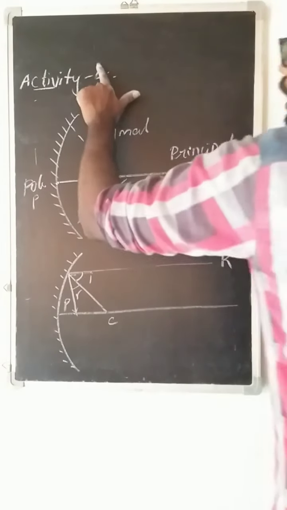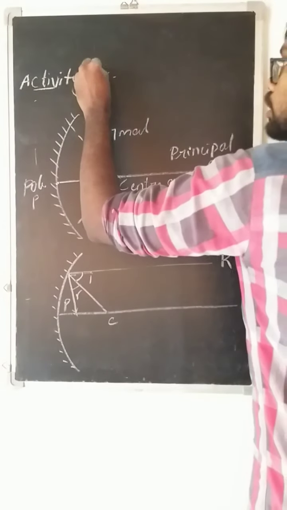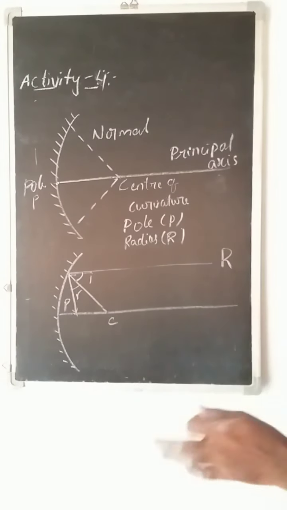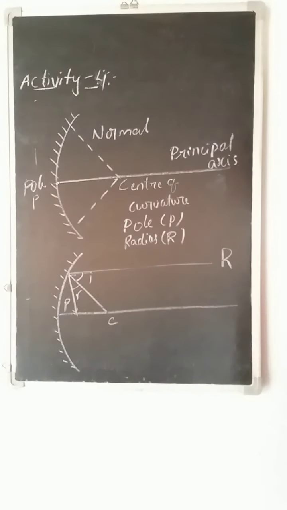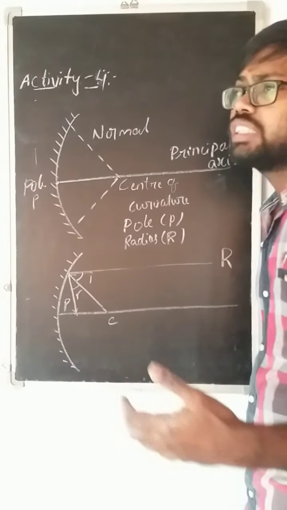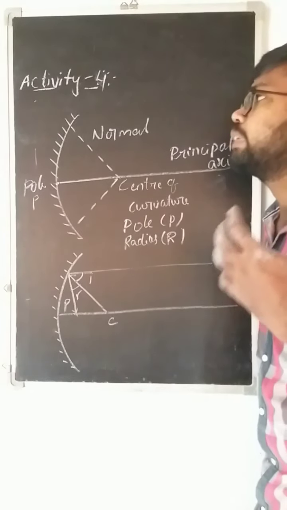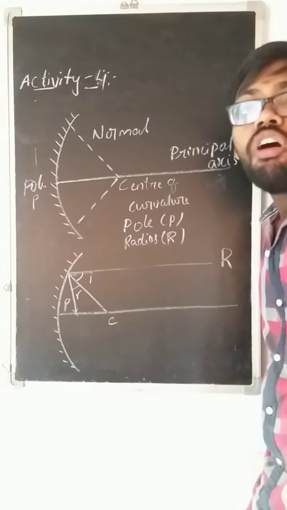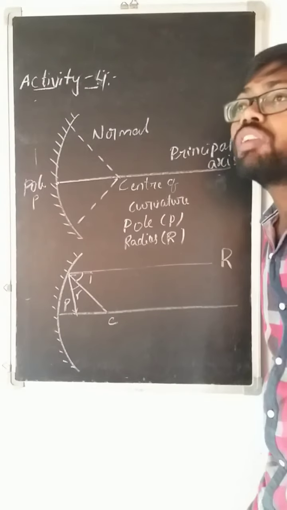So this is activity number 4. This is about all the plane mirrors and how images will be formed on plane mirrors. Tomorrow and in the next class we will continue the remaining activities, as well as how images will be formed if we consider a number of rays on a plane mirror.